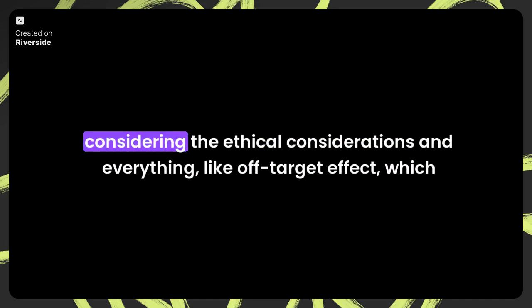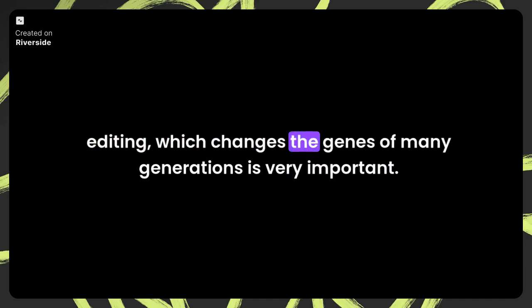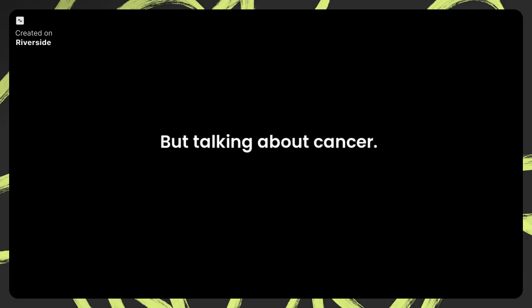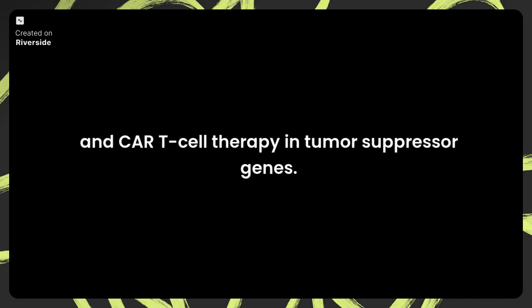And considering the ethical considerations, like off-target effects, which basically means that gene editing can lead to unintended edits of the DNA, or germline editing, which changes the genes of many generations, is very important. But talking about cancer, it's been used with CAR T cell therapy, knocking out oncogenes, correcting mutations, and tumor suppressor genes.